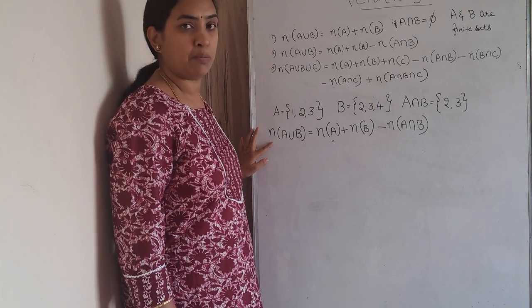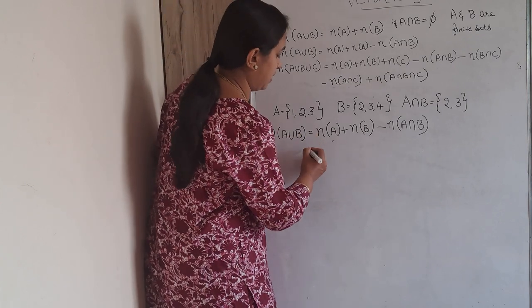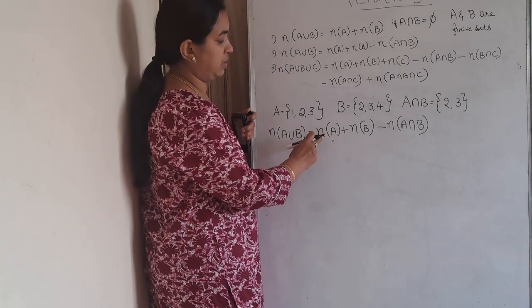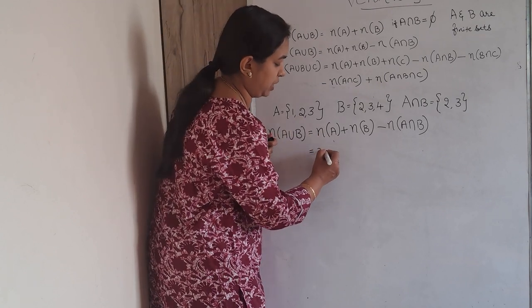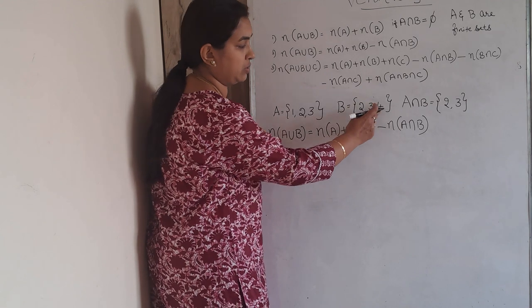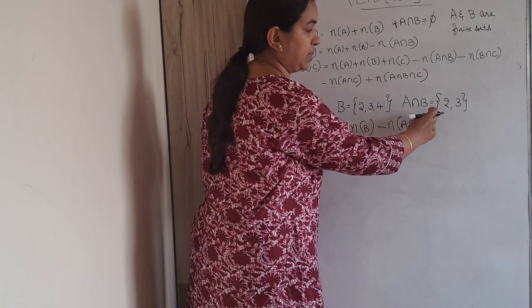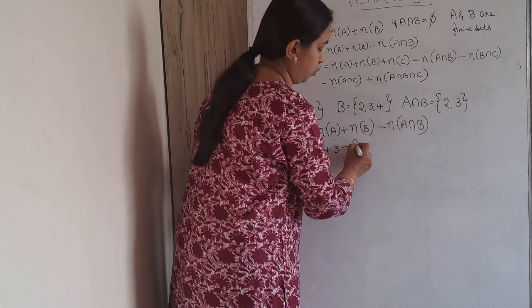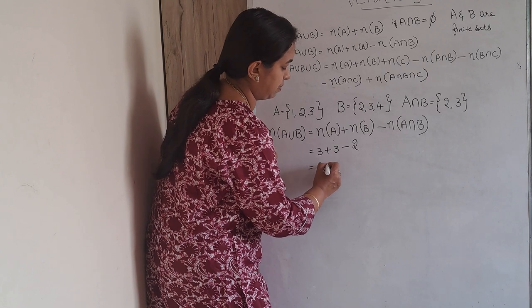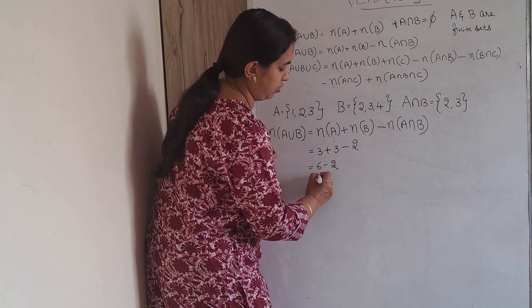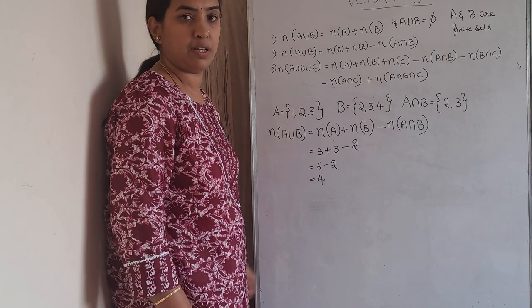So in order to find the number of elements in A union B, let us write down. See, how many elements are there in A? There are 3 elements. So write down 3. Here also 3 elements. 3 minus number of elements in A intersection B, which is 2. Okay. This is 6 minus 2, which is 4. So this gives you the number of elements in A union B.